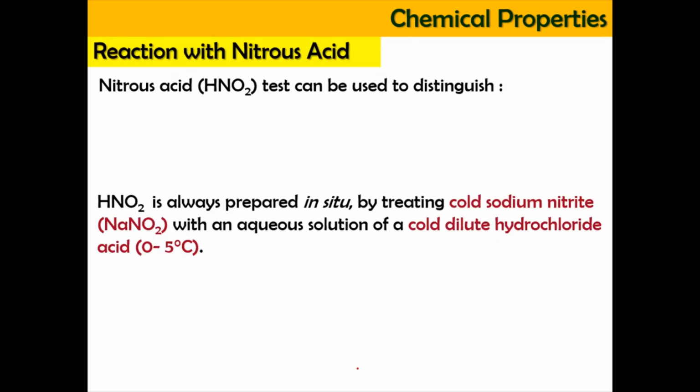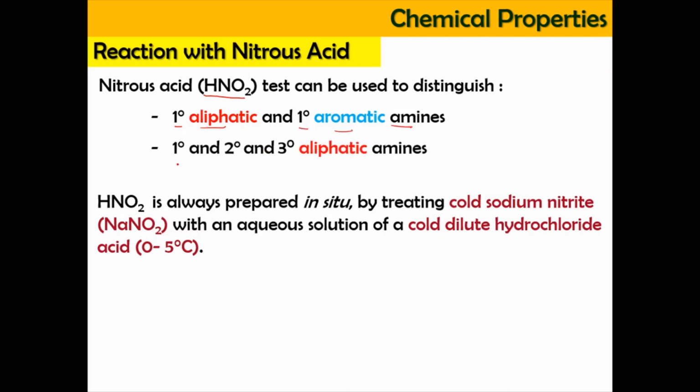Okay, now we're going to look into the next test, which is the reaction of amine with nitrous acid. So the nitrous acid, which is referred to as HNO2, can be used in order to distinguish between the primary aliphatic amine and the primary aromatic amine. It can also be used to distinguish between primary, secondary, and tertiary aliphatic amine. And the nitrous acid here is always prepared in situ.